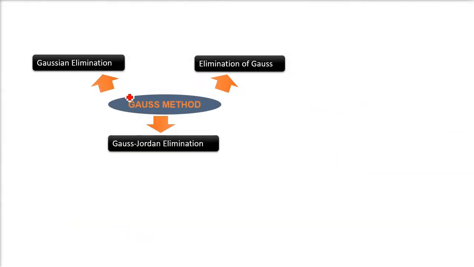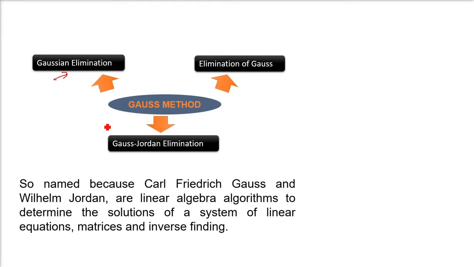Let me tell you some short basic background. We have Gauss elimination and the Gauss-Jordan method, because these come from Mr. Gauss and Mr. Jordan. They were working on linear algebra algorithms to determine the solution of a system of linear equations, matrices and inverse finding. That's why they were working on linear equations, and that's how they came to these kinds of solutions. Basically, linear equations are lines or planes, and there is an intersection point that we need to find out.